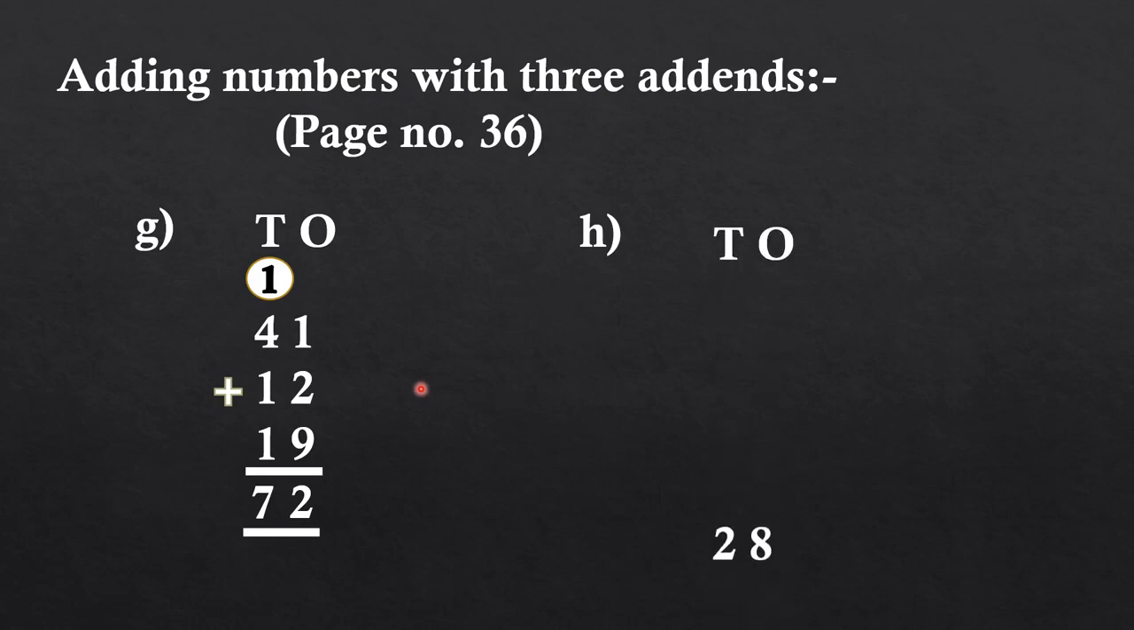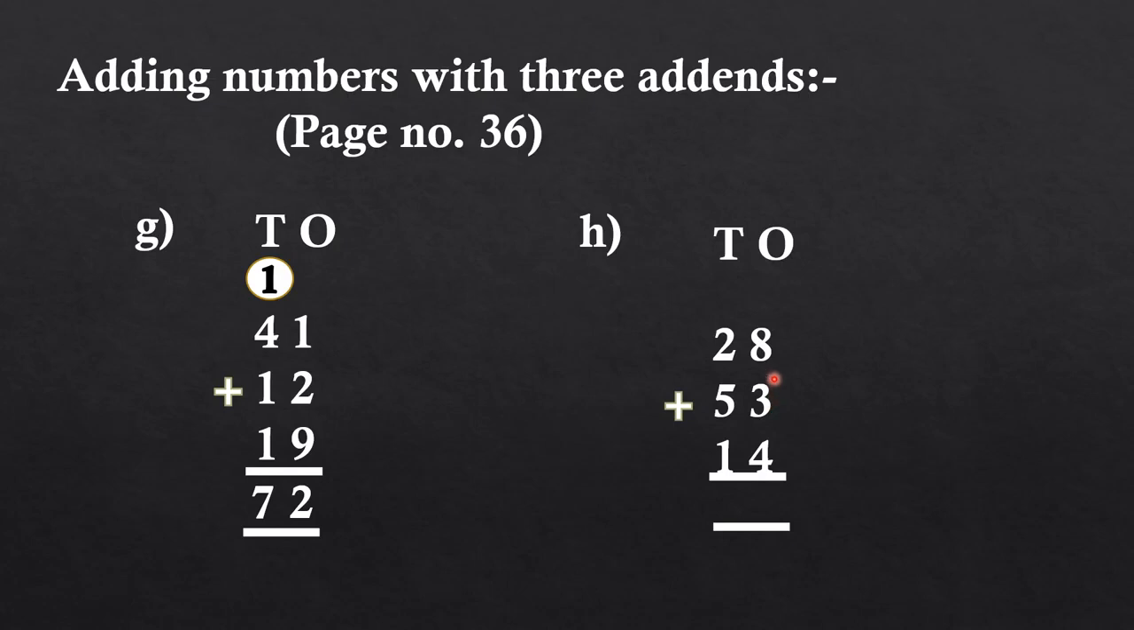Now in H part we have to add 28, 53 and 14. Okay beta. So we will start again from our ones place. So keep 8 in your mind and 3 on your fingers. So after 8 you have to count 3 numbers. Yes, start counting 9, 10, 11. So now keep 11 in your mind and 4 on your finger. So after 11 you have to count 4 numbers, 12, 13, 14, 15. So we will write 5 here and 1 will be carry over.